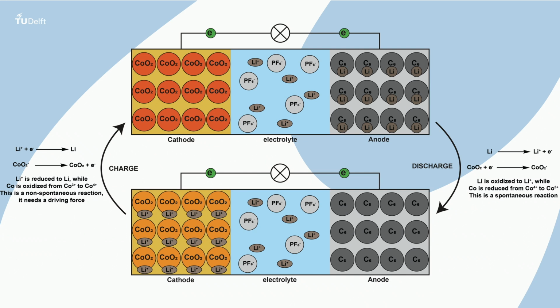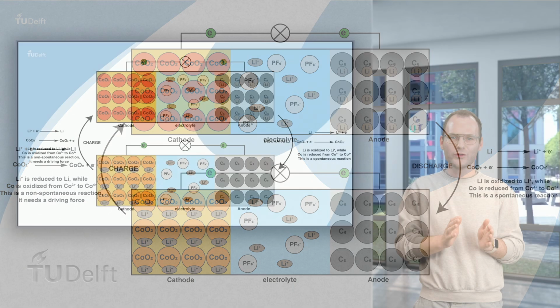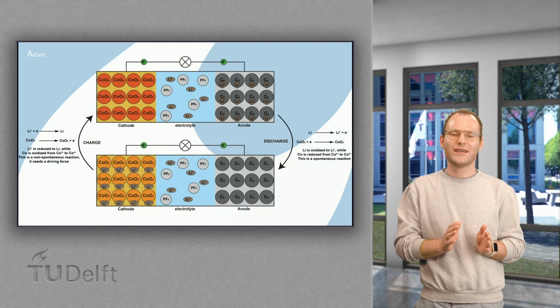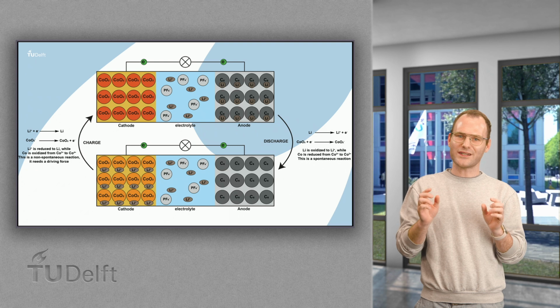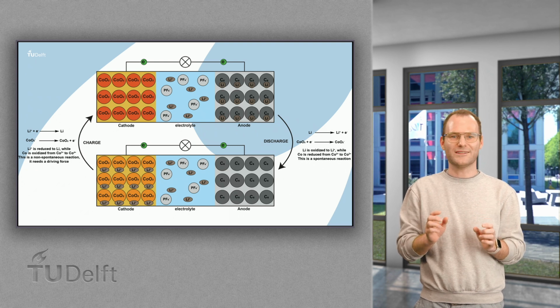Cobalt is here reduced. Since the cathode is now becoming negatively charged, the lithium ions will go through the electrolyte towards the cathode to stabilize this negative charge. The beauty of cobalt oxide crystals is that they have little spots in their crystal structure to accommodate this lithium ion.